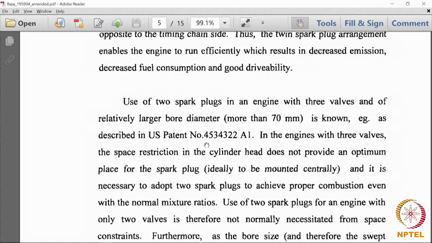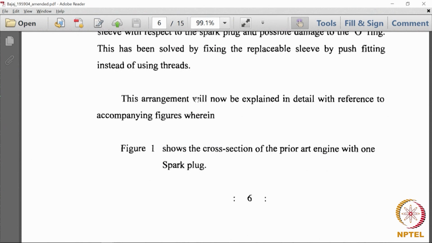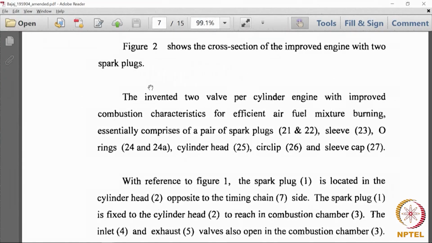There is a cross reference to a US patent, 4534322, and you have figures here. What we saw, the brief description of the drawings, figure 1 shows, figure 2 shows, and there is a detailed description of the drawings. What you find in brackets are the parts; we don't have the drawing here, the drawing is in a separate document. The parts that are spark plugs are numbered 21 and 22, the sleeve is numbered 23, and similarly. Now you'll get a picture.